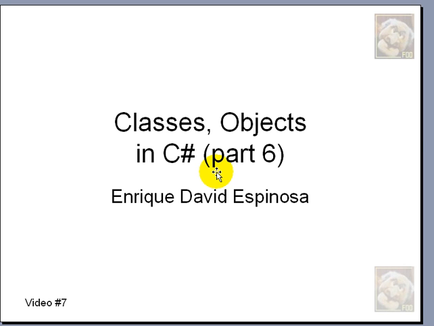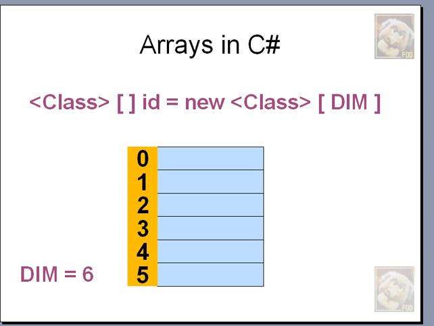So this is the 6th video in our series on how to program classes and objects in C#. Let's learn how to create an array. First step, you need to decide which class you want to make the array of. In other words, what kind of object you want to store in each of the cells.